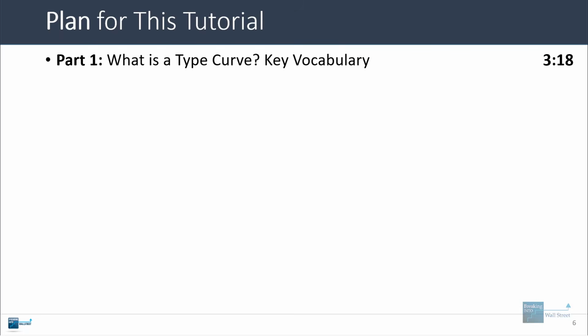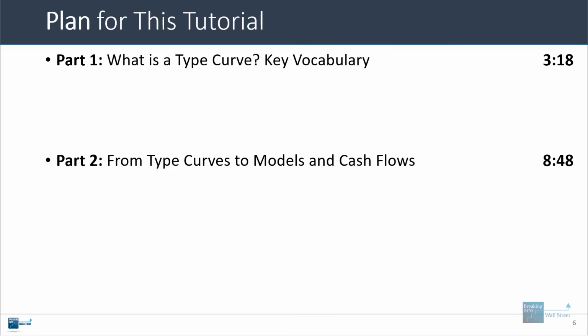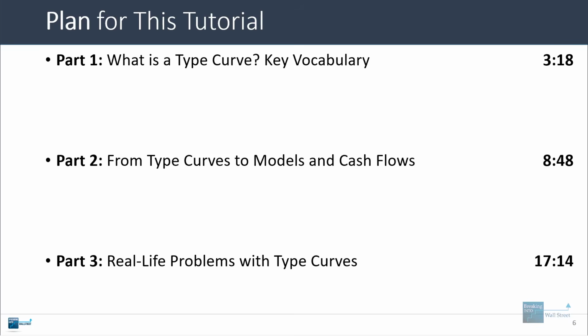So I'm going to start with some key vocabulary for type curves. Then we will go through this section on how to move from a type curve into a financial model and a cash flow projection for the company. And then we'll look at some real life problems with type curves and I'll explain why they may not be quite as useful as a lot of academic sources and courses and books would suggest.